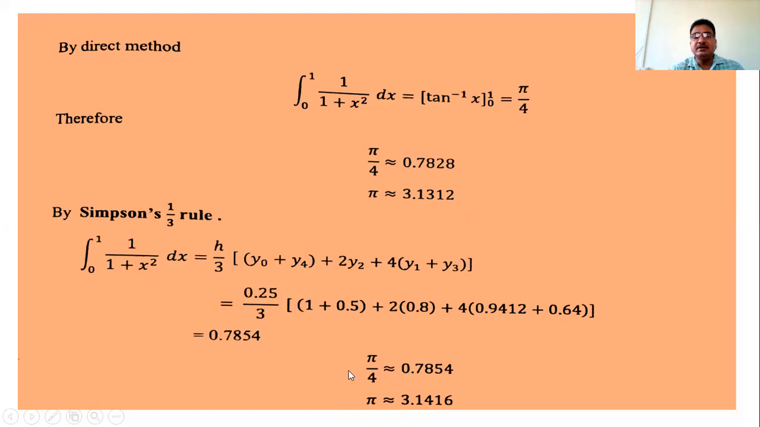And if you find this by using Simpson's 1/3 rule, pi by 4 is the correct answer of this problem by the direct method, and the approximate answer by using Simpson's 1/3 rule is 0.7854. And if you compute pi by shifting this 4 to the right side, then we have the answer 3.1416. So by using Simpson's rule, we have a more accurate answer of pi than the trapezoidal rule. That is, this answer by using Simpson's 1/3 rule is more correct than the answer by using the trapezoidal rule.